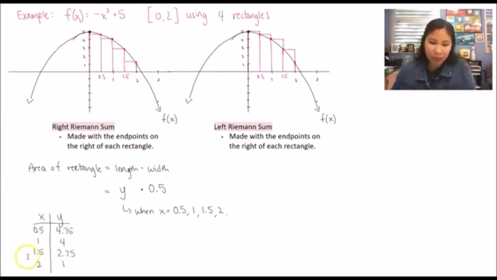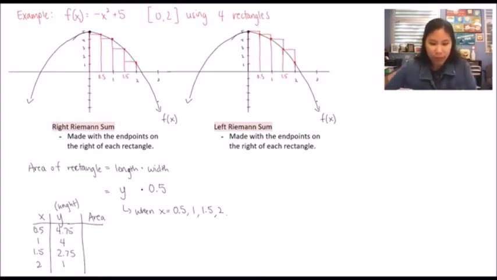So I've gone ahead and made a little xy chart so that I can see when x equals 0.5, the y value or the height of this rectangle is going to be 4.75. And when x equals 1, the height of that rectangle is going to be 4, and so on. So now that we know the height of each of the rectangles, then to find the area of each of the rectangles, we can just multiply the height with the width of each of our rectangles, which was 0.5.